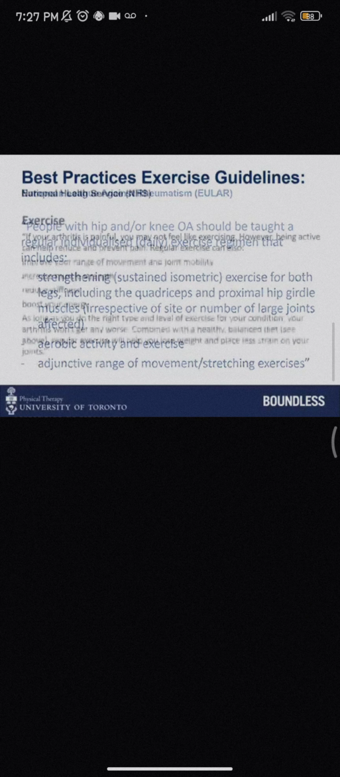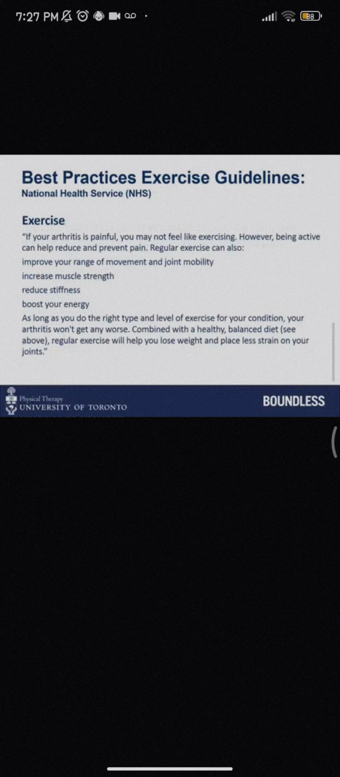The National Health Service in the United Kingdom posts the following on their website related to exercise and arthritis. If your arthritis is painful, you may not feel like exercising. However, being active can help reduce and prevent pain. Regular exercise can also improve your range of movement and joint mobility, increase muscle strength, reduce stiffness, boost your energy. As long as you do the right type and level of exercise for your condition, your arthritis won't get any worse. Combined with a healthy, balanced diet, regular exercise will help you lose weight and place less strain on your joints.